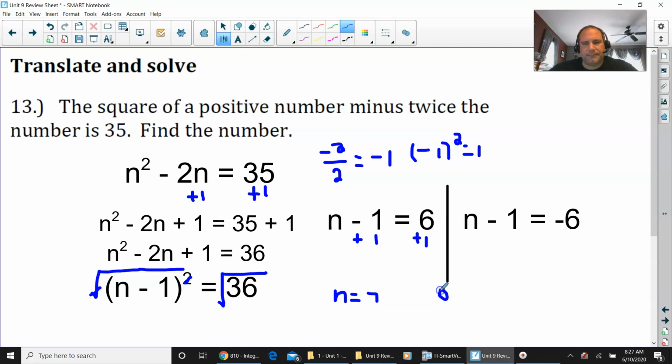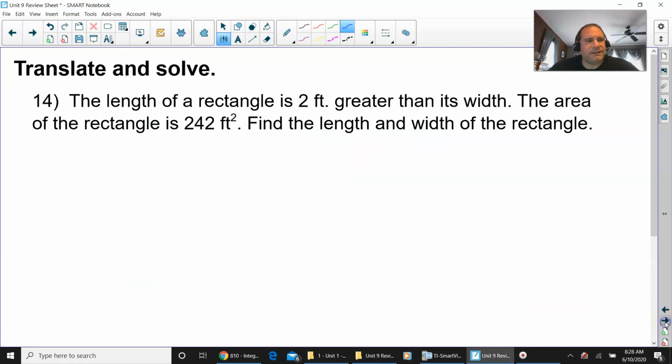And then the other one, n minus 1 equals -6. You add 1 to both sides, and you get n equals -5. And those two answers, find the number. They might be talking about the positive or whatever, but we have two roots here. So it's n equals 7 or n equals -5 for number 13.